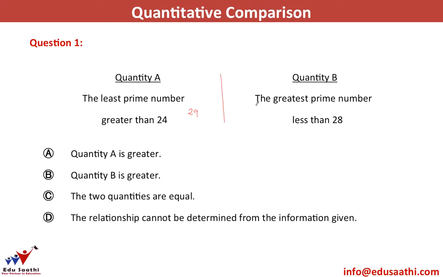If I look at quantity B, the greatest prime number less than 28. Between 24 and 28 there is no prime number. So if I just go back, 23, is 23 a prime number? Yes, 23 is a prime number. So if we compare the two, obviously quantity A is greater. I don't even need to look at quantity B. When I found 29, the greatest prime number less than 28 would obviously be less than 29. So quantity A is greater.